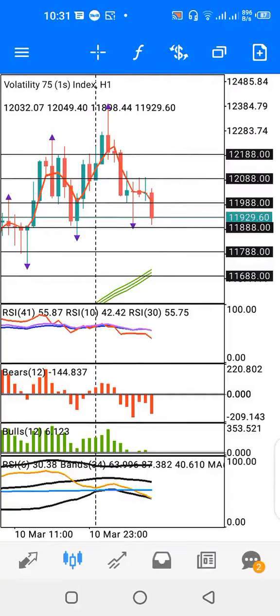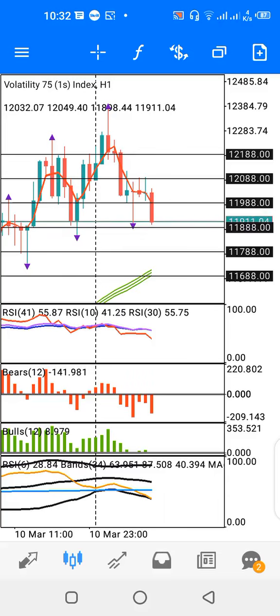Today we'll be looking at how you can trade Volatility 75 1S index. Volatility 75 1S index is different from Volatility 75 index. V75 1S is different from V75. V75 moves more rapidly. The price moves more rapidly than V75 1S.